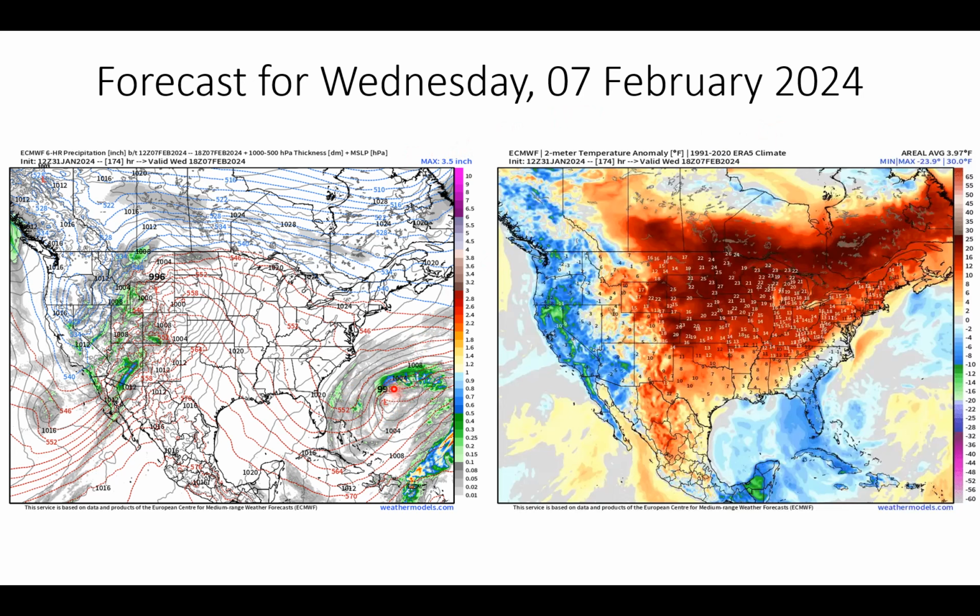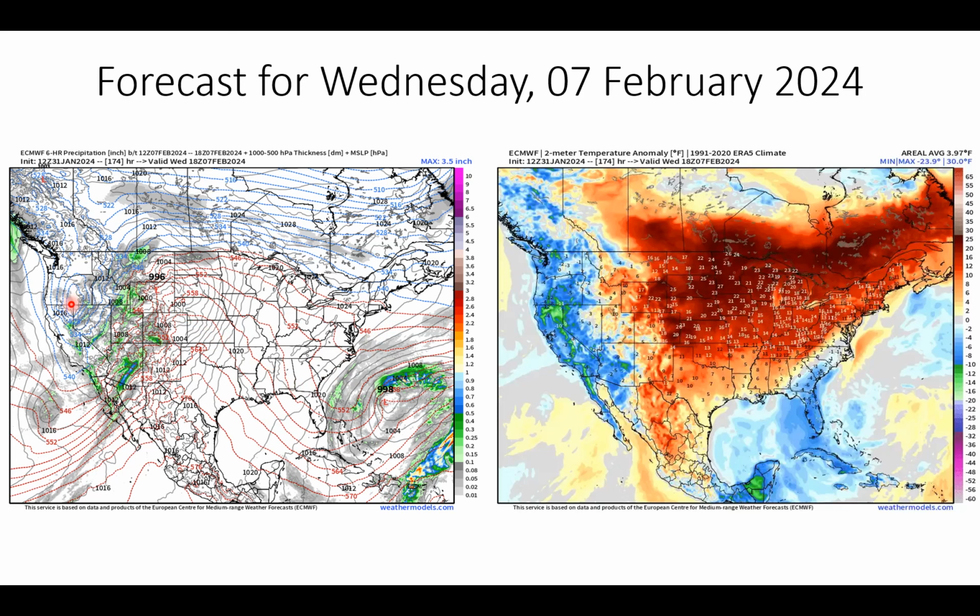Forecast for Wednesday, 7th February 2024, we see an area of low pressure now starting to scoot away from the southeast coast, a 998 millibar low. We do see some fairly warm temperatures well above normal across parts of the Dakotas, upper Midwest yet again. Minnesota, the eastern Dakotas, the temperature anomaly chart on the right is not changing, well above normal temperature readings over a large swath of the northern plains, upper Midwest, right to New England, including those of you in the Mississippi or the Missouri Valley.